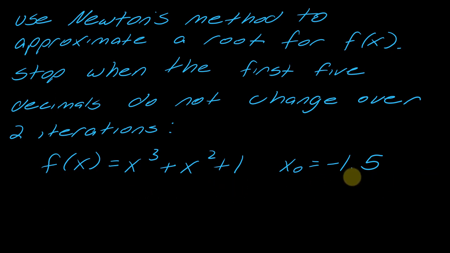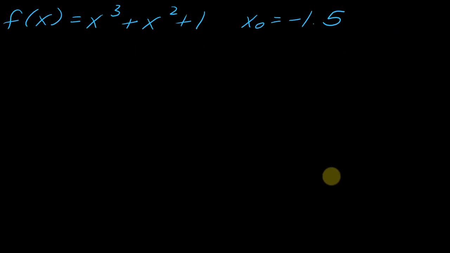Sometimes you are given an x sub naught and sometimes you are not. And also just FYI, different books do different things. I'm going to do this so that I can show you what it looks like when these answers stabilize. But other ways that you could be asked to do this, you could just be asked to find x sub 2 or something. So you'll understand all this once we get going. Okay, so here's my function, here's my x naught.